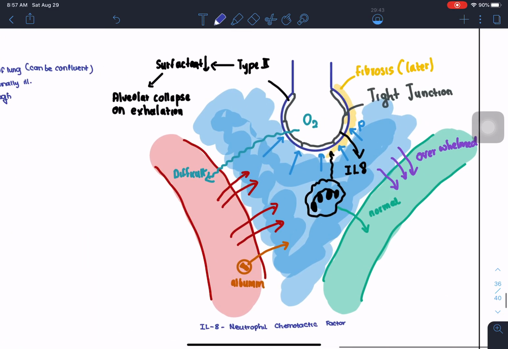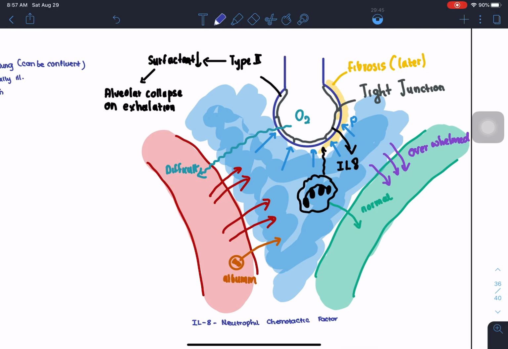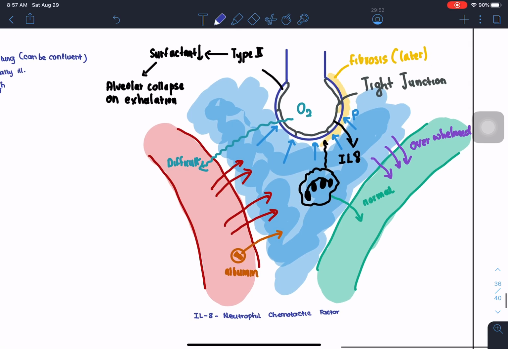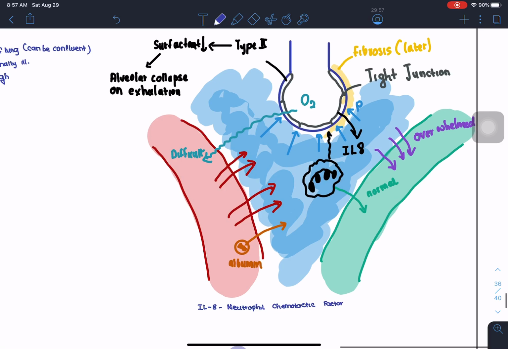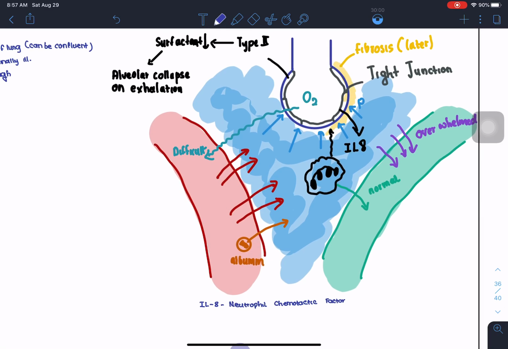In addition, the type 2 pneumocytes are unable to release surfactant because of all this other stuff happening around them. What is going to happen is alveoli collapse on exhalation. When surfactant reduces, the surface tension increases. So the ability to prevent collapse is low. So during exhalation, there is going to be collapse. And in addition, you can see here, the fluid will obviously cause pressure on the alveoli.